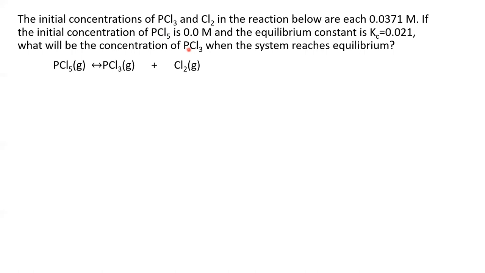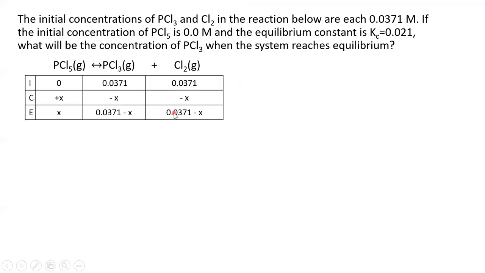All right, so we'll do this step by step. The first thing I want you to do is write an ice chart. Initial, stoichiometric change, and equilibrium. Don't go any further than that yet. Write your ice chart, plug in your numbers. Now, this one's starting with the PCl3 and the Cl2, that doesn't matter. So we've got 0.0371, 0.0371 and zero. Those are the initial values.